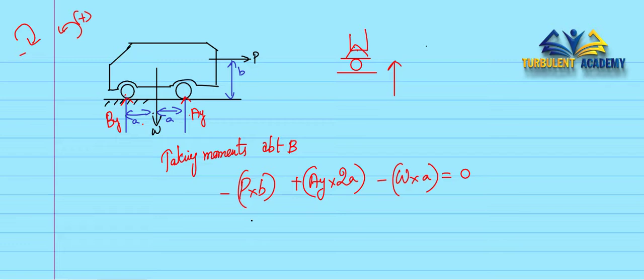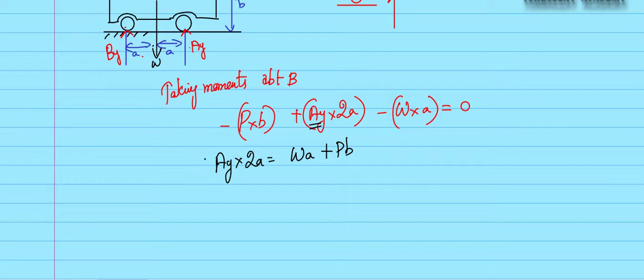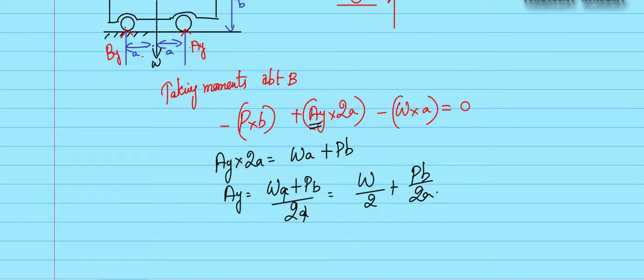Next, what they have asked is the reaction at A, right? So we will have to find just AY, solving the whole equation for AY. So AY into 2A is going to be WA plus PB. Now AY is equal to WA plus PB divided by 2A. That would be equal to W by 2 plus, since A and A get cancelled, PB by 2A. I guess we have this in option B. So this is going to be our final answer.